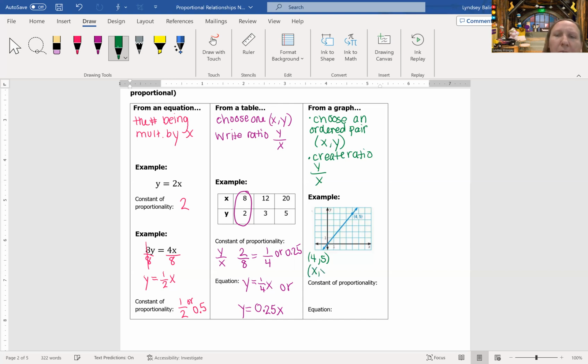So we have x comma y, and I'm going to do my ratio as y over x, which would be 5 over 4. So 5/4 is my constant of proportionality. If you happen to divide it out, it would be 1.25. Then if I just take that information and write my equation, remember that number is multiplied by my x, we would say y equals 5/4 x, or once again, y equals 1.25x. And that is how you find the constant of proportionality. Remember, y over x, super important.